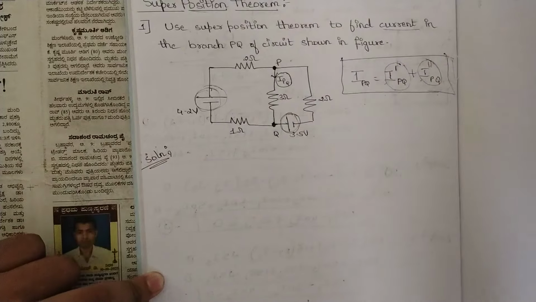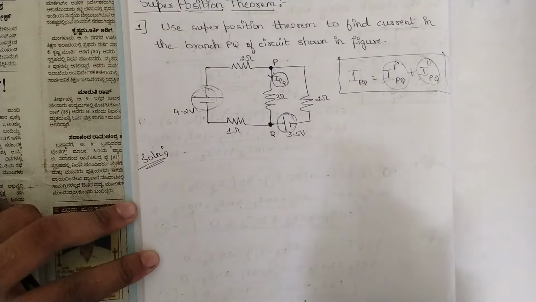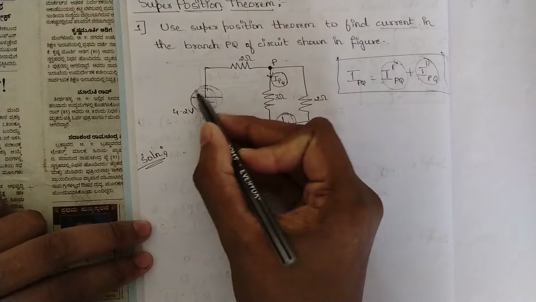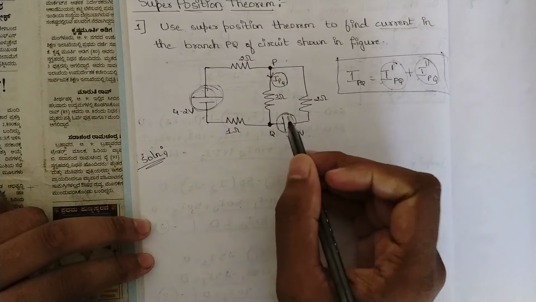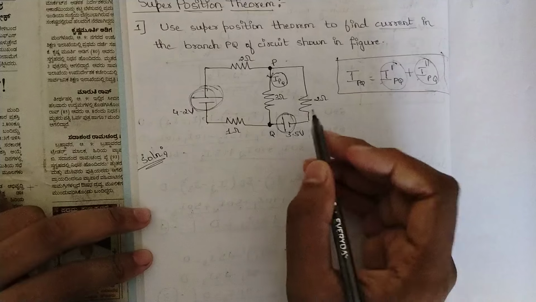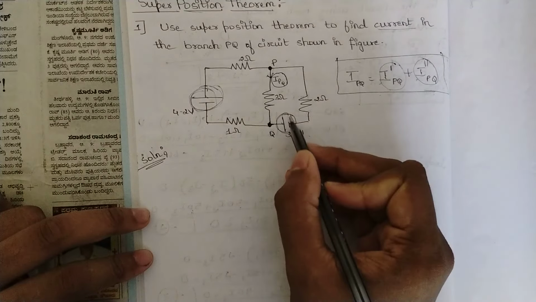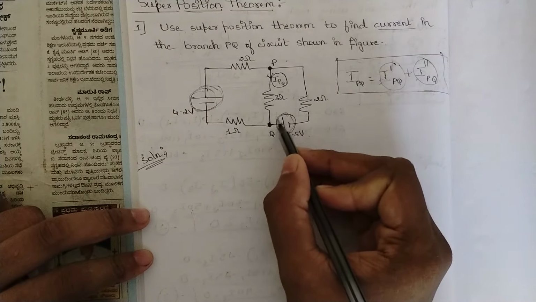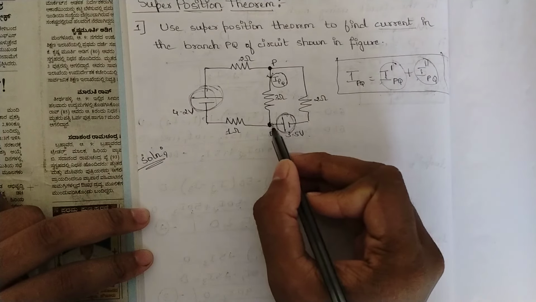Now we should be considering one voltage source at a time. So let's consider this voltage source and eliminate this source. In order to eliminate it, according to superposition theorem, whenever we want to eliminate any voltage source, we should make it a short circuit.